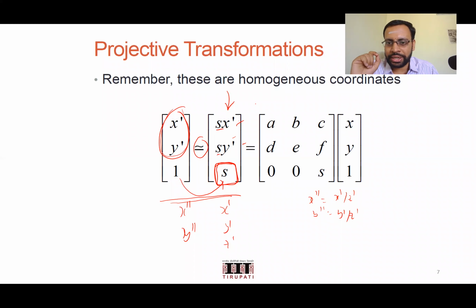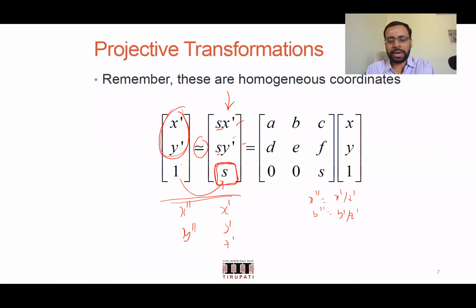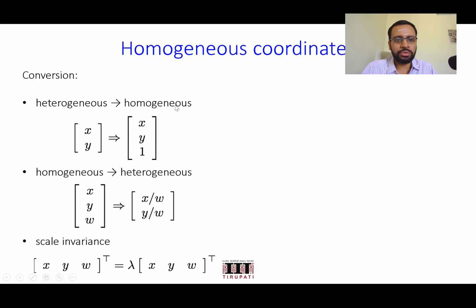You could take x dash, y dash, w, or x prime, y prime, w prime, and get the point by simply dividing this by w prime and this by w prime. That's how you move from a 2D point to a 3D vector and vice versa. You could use any multiplication factor S here, and move from here to here.